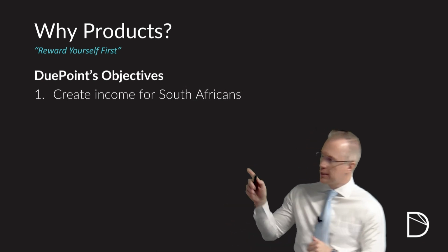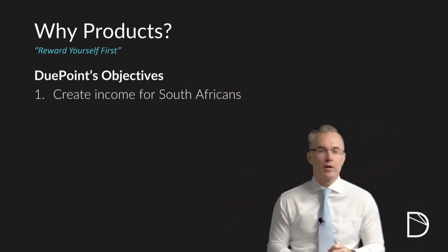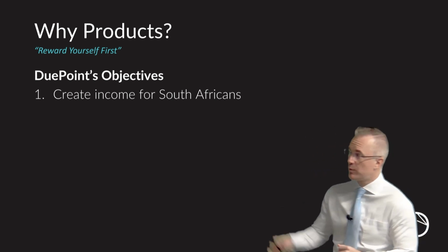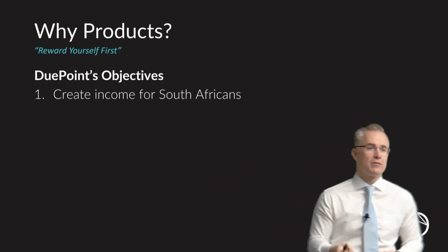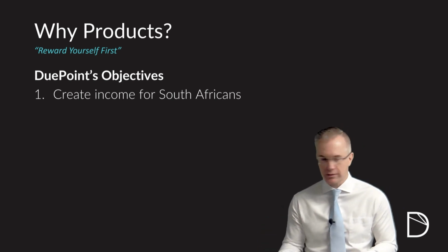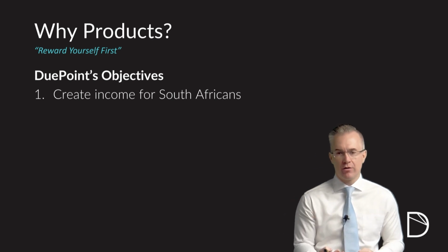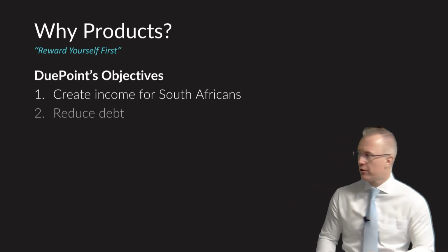So DewPoint has a number of objectives. Most of you know these objectives because we talk about them in the introduction presentations, but primarily our objective is to create proper, reliable monthly income in South Africans' hands. We want it to be asset-based, we want it to be permanent, we want it to be intergenerational. Great. That is one of our objectives.